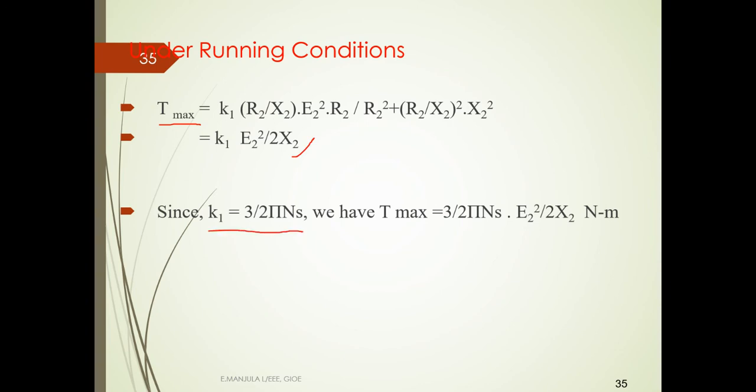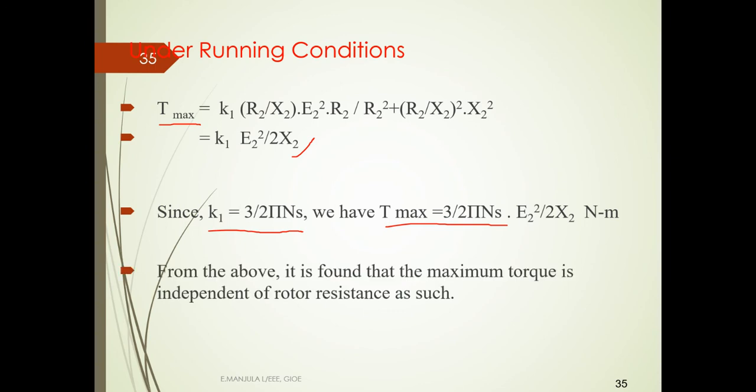So K1 is nothing but 3 by 2 pi ns, whereas T maximum is equal to 3 by 2 pi ns into E2 square divided by 2x2. So from the above, it is found that the maximum torque is independent of the rotor resistance. Here the maximum torque is equal to E2 by 2x2. If we see, there is no R2 component in this final maximum torque equation. So we can say that the maximum torque is independent of rotor input resistance.